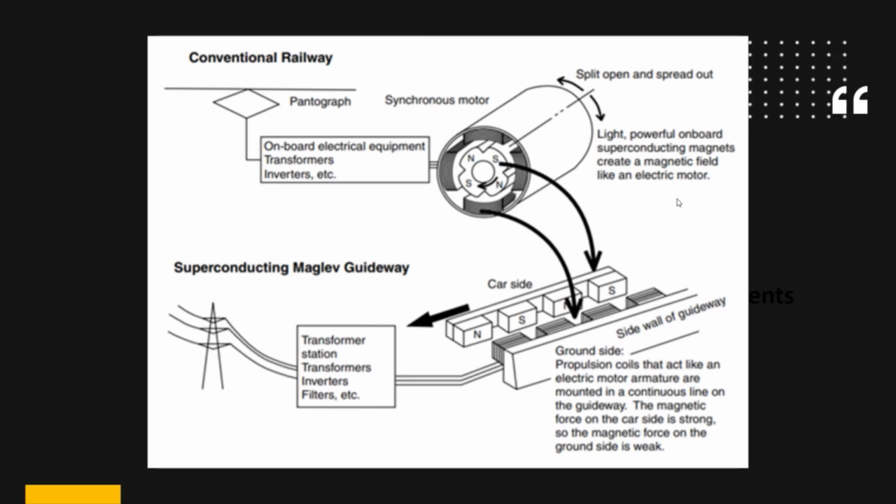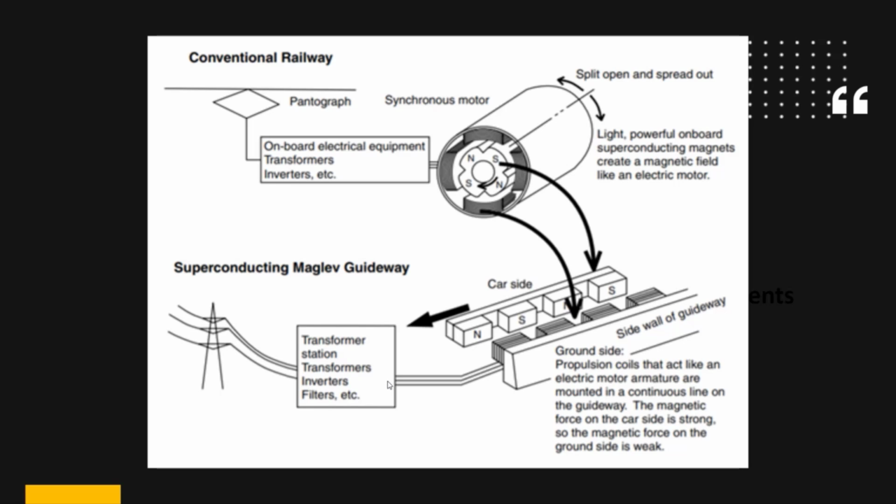This is a synchronous motor, so this is the wheel split, one and spread out. The inside one is for the magnetic one on this side, and for the sidewall of the guideway, from the outside of the synchronous motor, it will be placed beside the sidewall of the guideway. The light's powerful onboard superconducting magnets create a magnetic field to align an electrical motor. For the ground side, these are propulsion coils that act like an electric motor armature, mounted in a continuous line on the guideway.